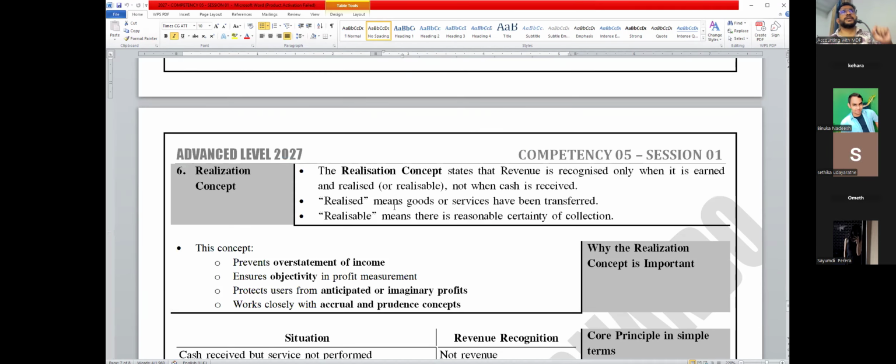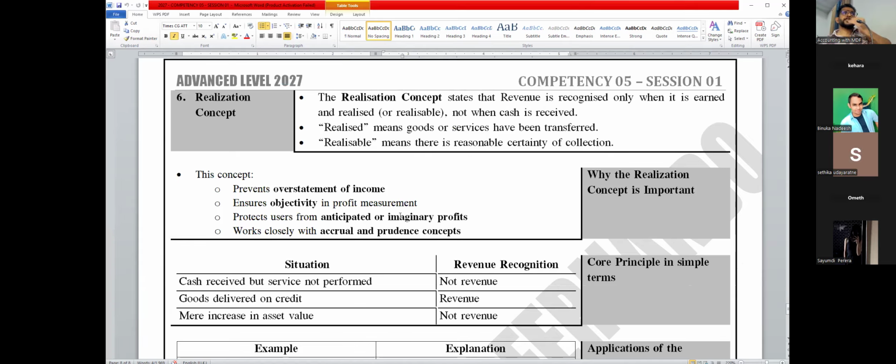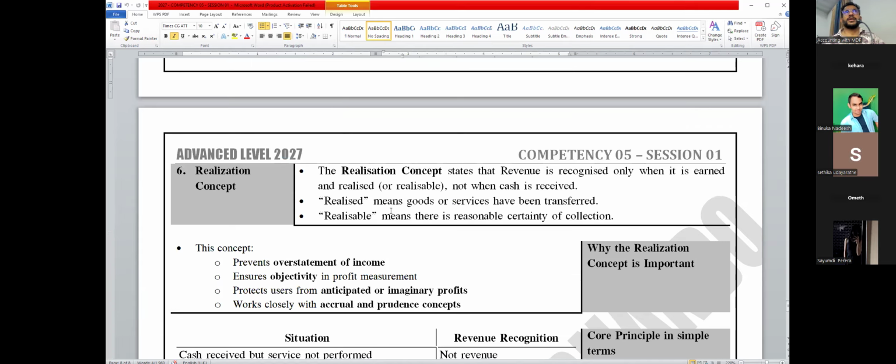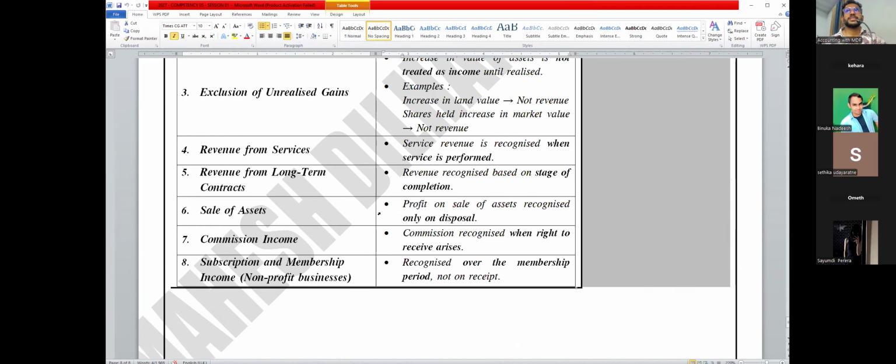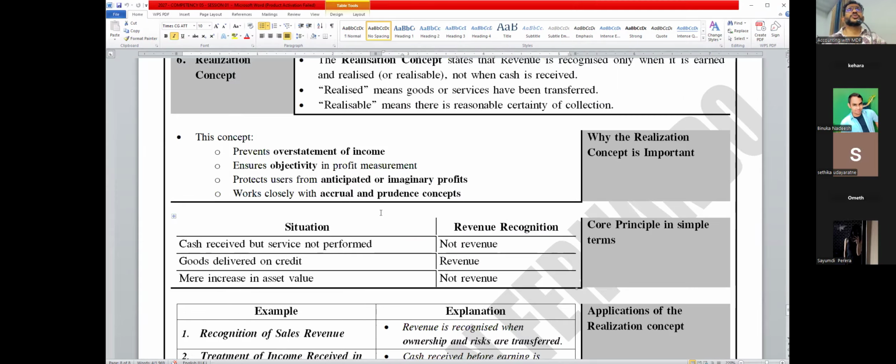Concept. Realization. I think you have understood it, right? How many concepts are there? Realization.